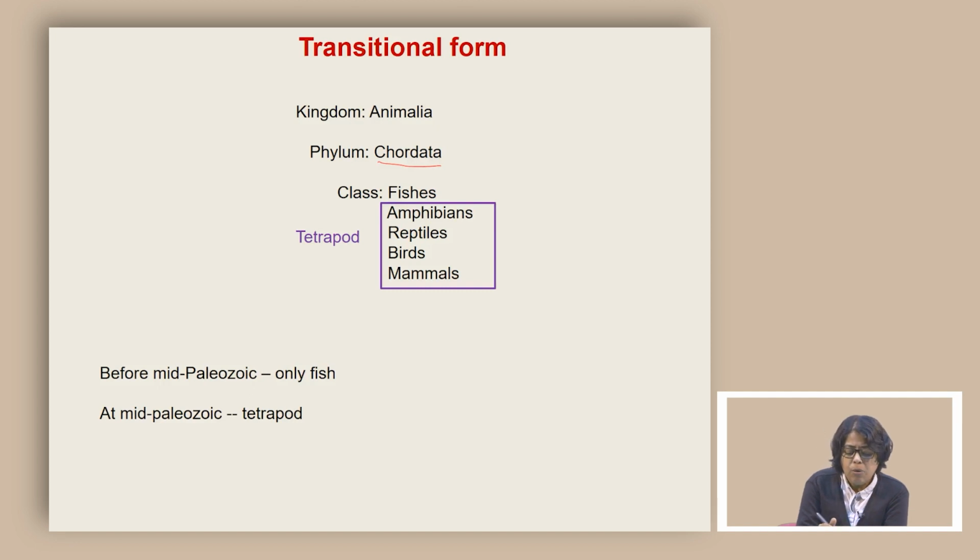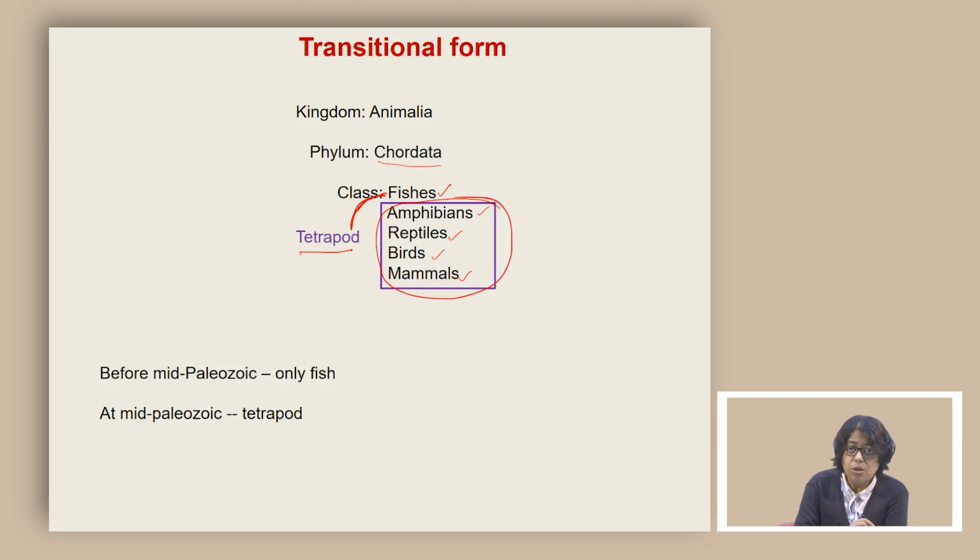Now, there are different classes. So, we have fishes, we have amphibians, we have reptiles, we have birds and we have mammals. Now, all these except fishes are animals which have 4 limbs, and therefore, all of them are called tetrapods, except fishes because they do not have 4 limbs. So, what we are interested in is how this transition from fishes to tetrapod looks like.